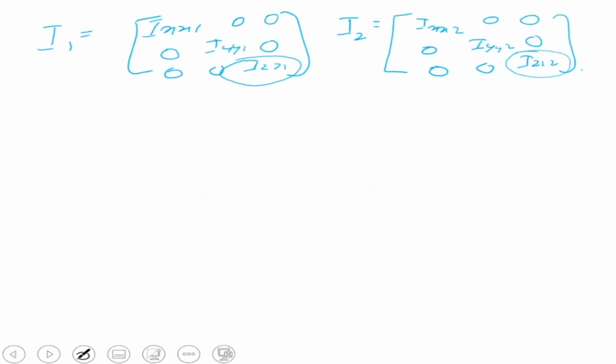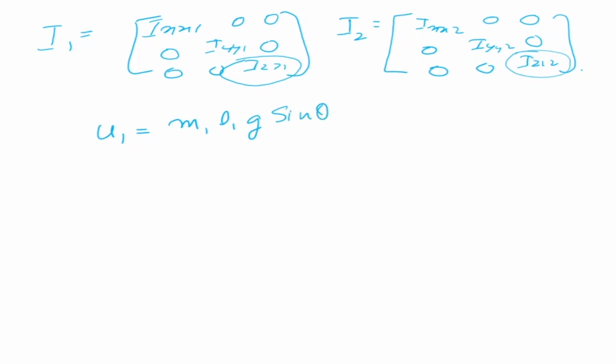Okay. Now we can write the potential energy. U1 is equal to m1 L1 g sine theta 1. In this case, we are assuming horizontal as the 0 reference, plus m1 L1 g. This is my what is called the compensation.